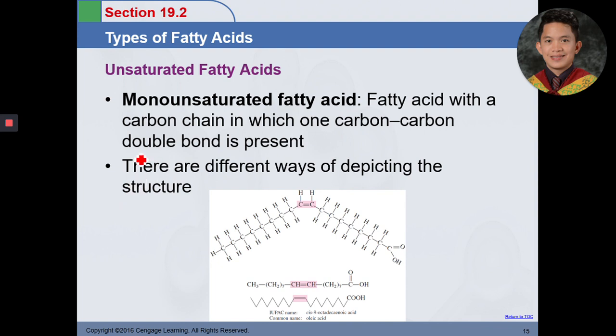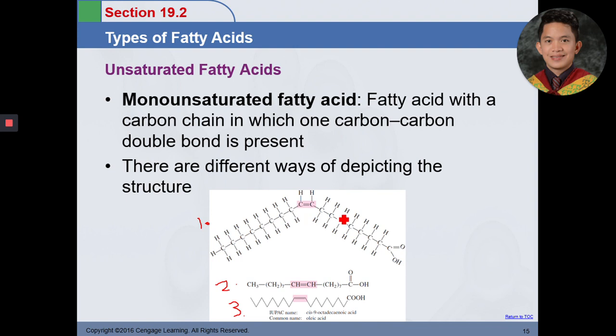Now, like my previous illustration, this can also be depicted in the three different representations. So it could be either in this detailed representation right here, or it could be represented using these more condensed representations at the bottom. Now take a look. Notice how the double bonds in the structure are highlighted in pink.